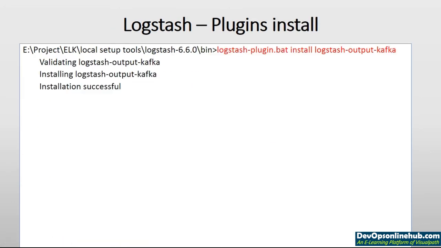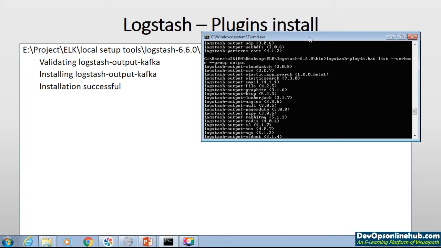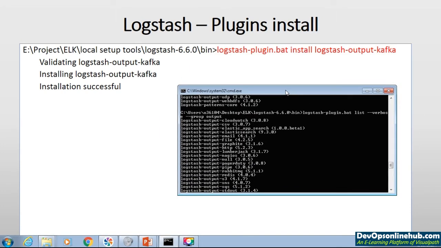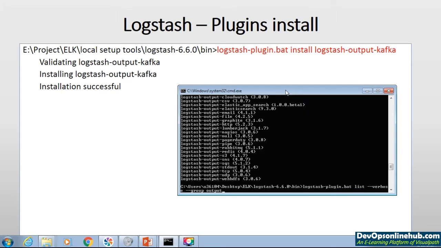The next command is install. In case you do not have a particular plugin installed but want to install it on your machine, then the command you need to use is logstash-plugin.bat install followed by the plugin name. So suppose we want to install the plugin logstash-output-kafka.